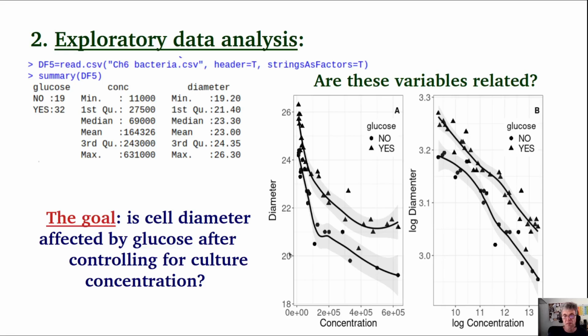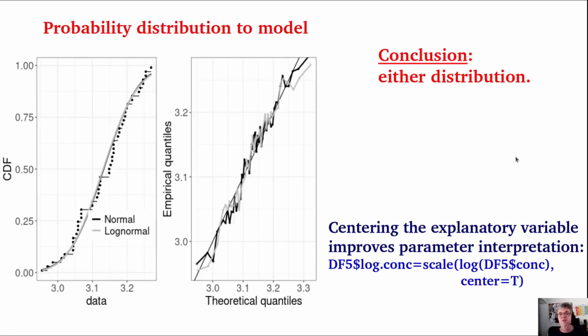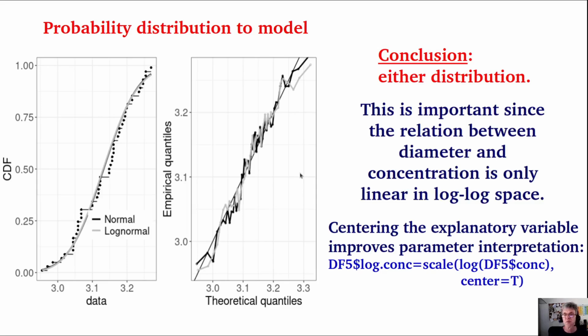Concentration does not have a slope of 0: whenever concentration changes, diameter changes, it declines. The effect of glucose is apparent in these two plots, since there is no single relationship depending on glucose, but the relationship changes for glucose no and glucose yes. So for the probability distribution, we are going to try both the normal and log normal, and we see that either distribution will do pretty well. So let's keep it normal.